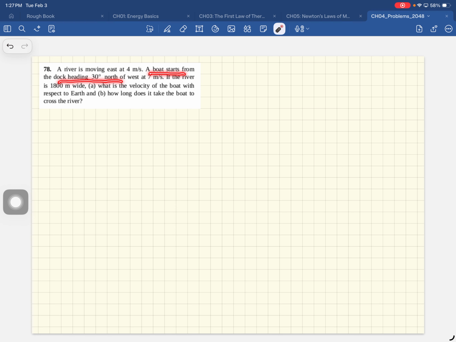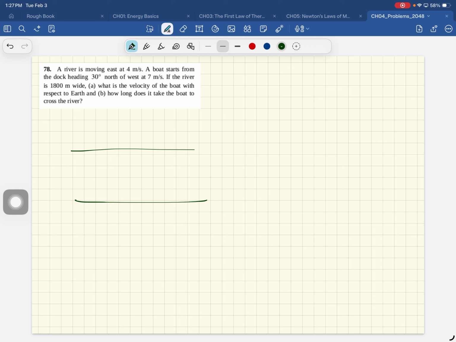Okay, so the net velocity, this vector plus this vector, is a vector something like that. So there's the x component of the velocity, there's the y component. When the boat starts, it'll end up somewhere there. What we want to find is how long it takes to cross the river. Well, you're starting here and you end up somewhere there.